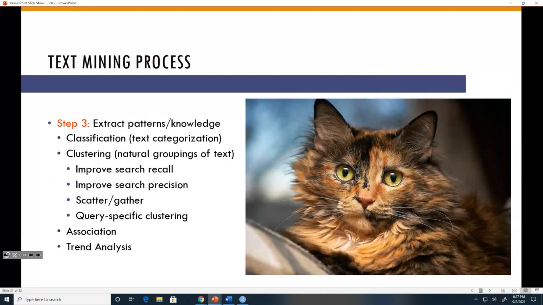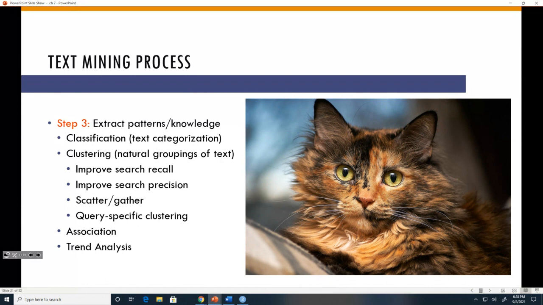So the final part is to extract patterns or knowledge. We can use classification techniques or clustering. Classification is the most common and is also used to place the terms in categories, which can then be analyzed by a knowledge expert, a person with lots of expertise in the area, which is sometimes hard to find. So it's shifting to more automated techniques, like I was saying.